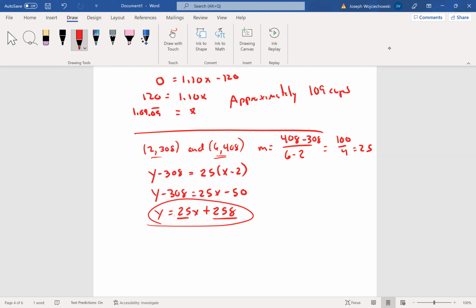Use this model to estimate the average consumer spending on television services for the year 2007. So 2007 is 3 years after 2004. So we simply let x equal 3. We have 25 times 3 plus 258. So 75 plus 258 equals 333. And that is it.